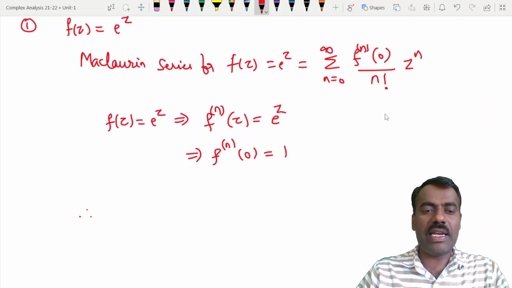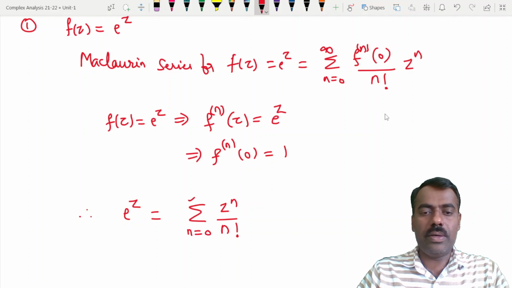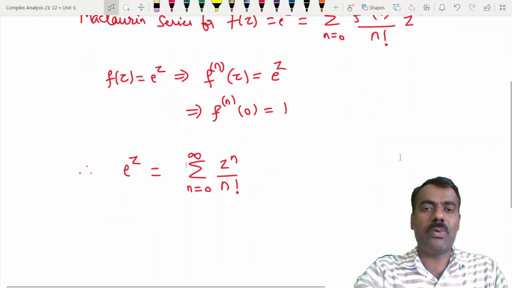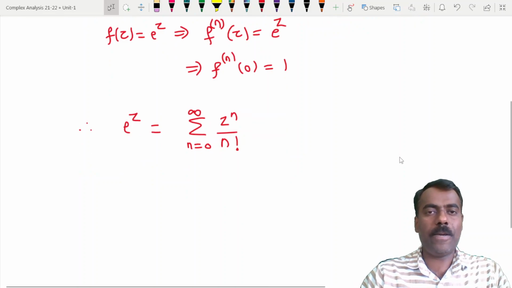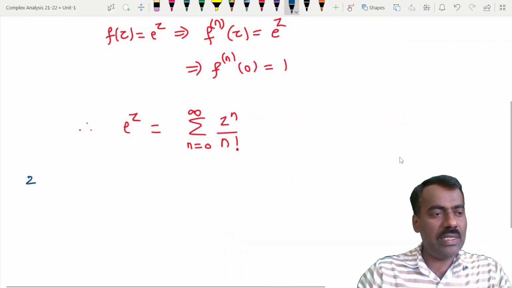So therefore the Maclaurin series of e power z, we can write this as, this will become 1, so z power n by n factorial, which we already know, at least in calculus, that e power x is the summation of x power n by n factorial. Okay, we can use this to find several examples.